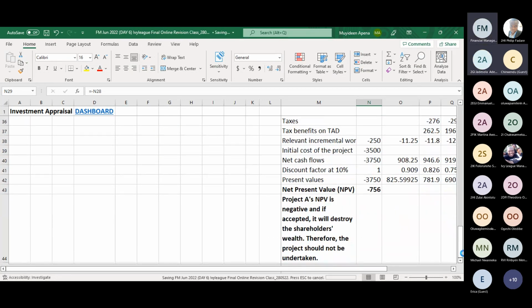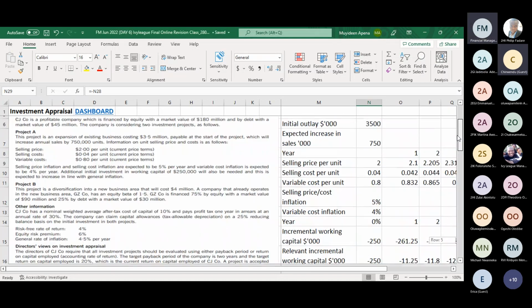So that's the end of A part. Let's look at the B part.